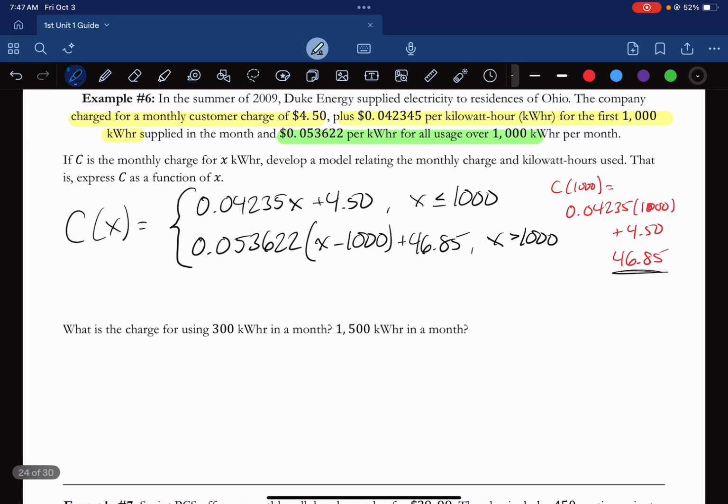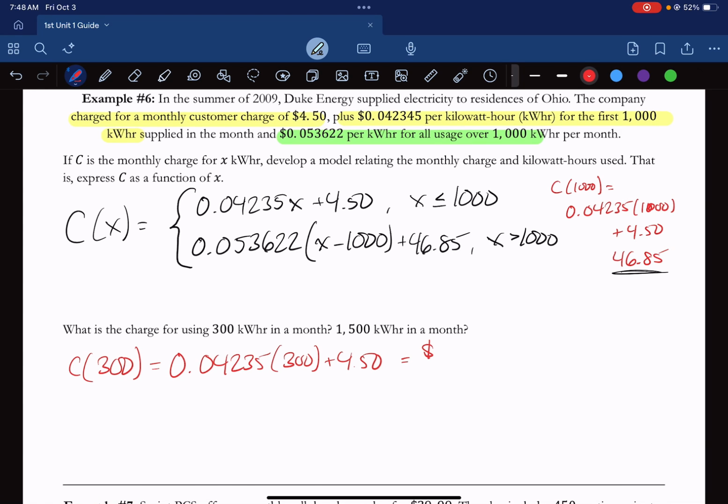Okay. So the charge for using 300 kilowatts per hour, so that's going to be following that first rule. So I would do C of 300, and that's 0.04235 times 300 plus 4.50. And that would get me $17.21 when you round that.